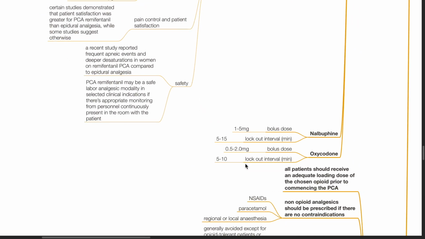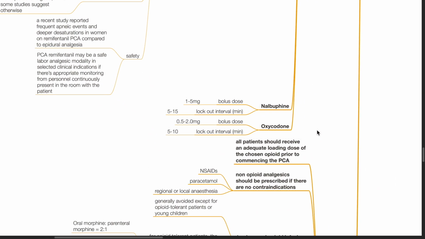Nalbuphine can be used for PCA with a bolus dose of 1 to 5 mg and a lockout interval of 5 to 15 minutes. Oxycodone can be used as well at a bolus dose of 0.5 to 2 mg and a lockout period of 5 to 10 minutes.